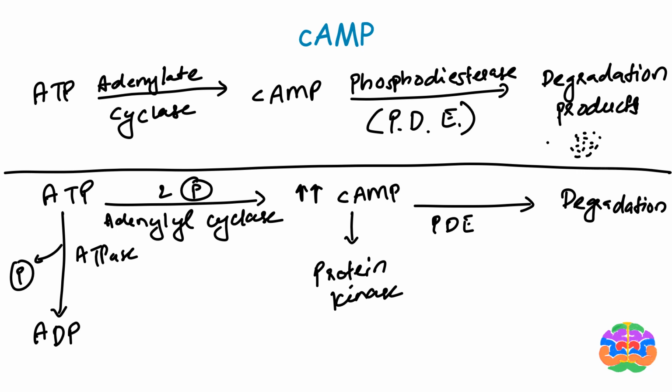Now, this cyclic AMP, when acted upon by phosphodiesterase, is converted into degradation products. Now, another scenario is where ATP can be converted into ADP by the loss of an inorganic phosphate in the presence of ATPase enzyme. The remaining ATP can be converted into cyclic AMP, and an increased concentration of cyclic AMP can activate protein kinase, which leads to further reactions.